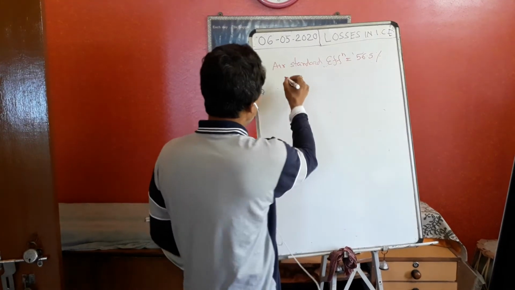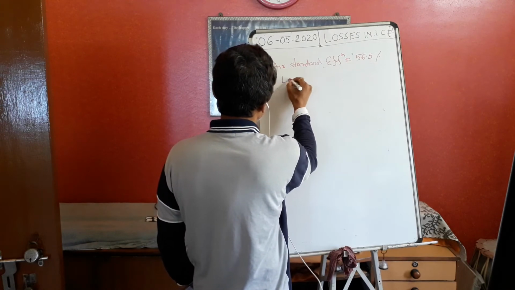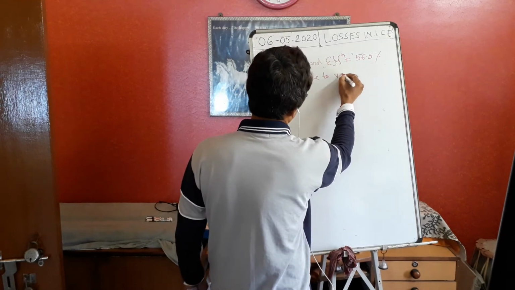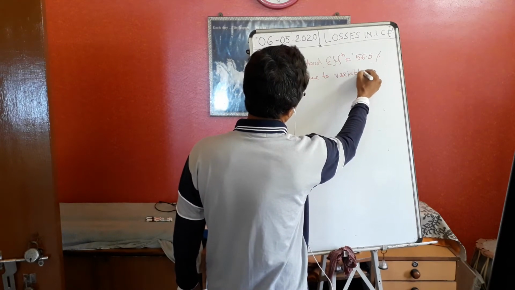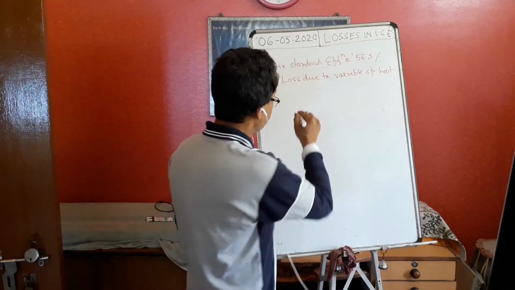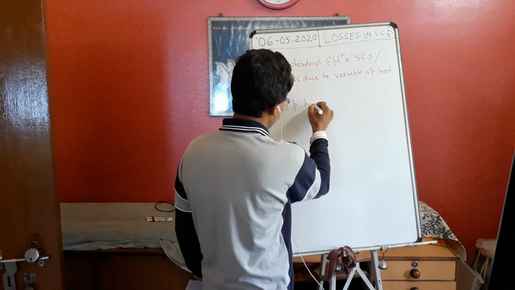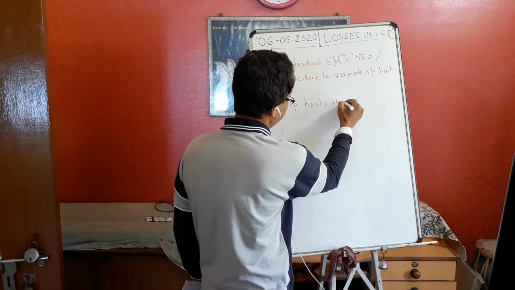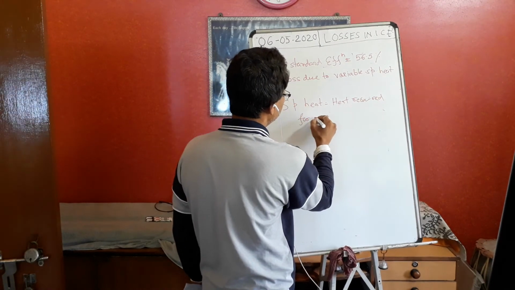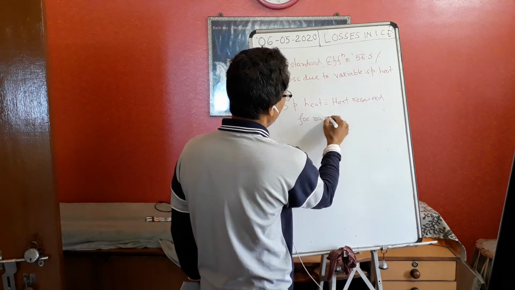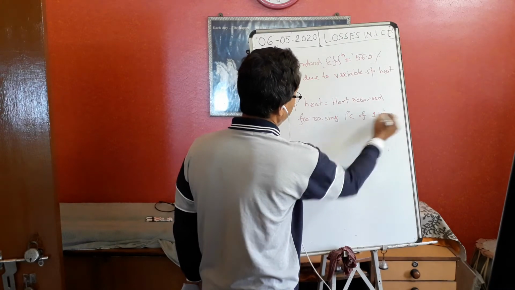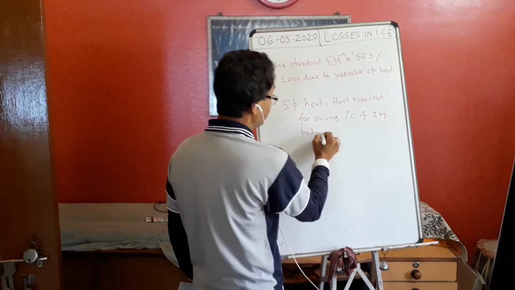Now let us take the loss due to variable specific heat. We should understand what this means. What is the definition of specific heat? Specific heat is the heat required for raising the temperature of a 1 kg body by 1 degree centigrade. It is very important to understand the definition of specific heat.